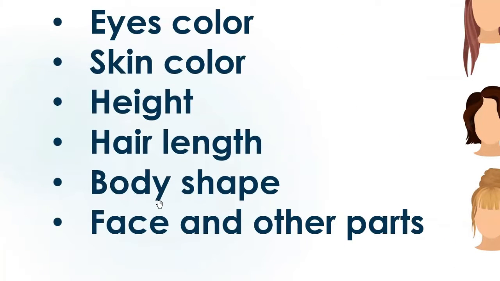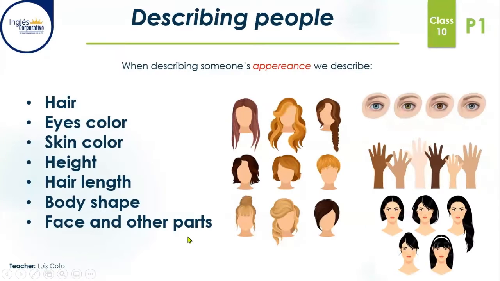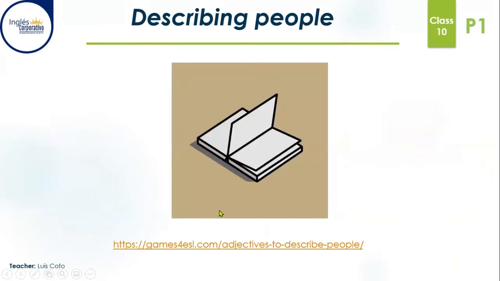What else? Body shape. What is body shape? La cintura, la forma del cuerpo. The form, correct. The body shape, la forma, correct. Nice. And finally, we describe face. Face and other parts. Pretty good. Okay. Those are the parts that we use to describe people.